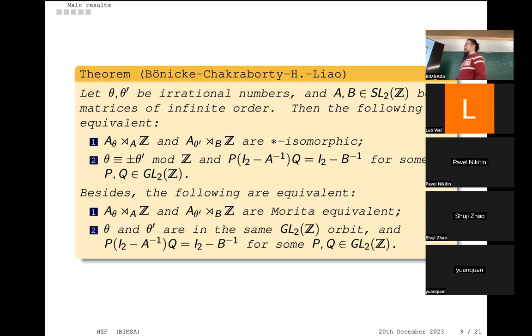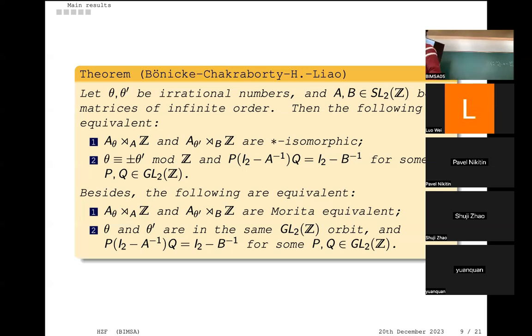And you might ask why this matrix is the identity matrix minus the inverse of A, and you will see the reason later. And similarly, the Morita equivalence class of the resulting cross products is completely determined by the equivalence class of the angles and the same equivalence of the related matrices.